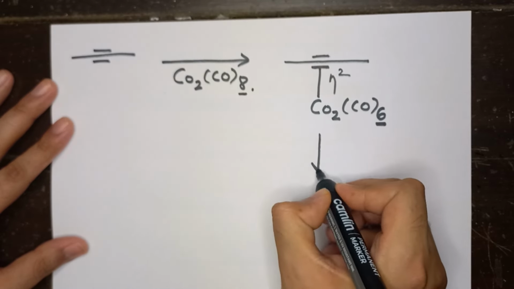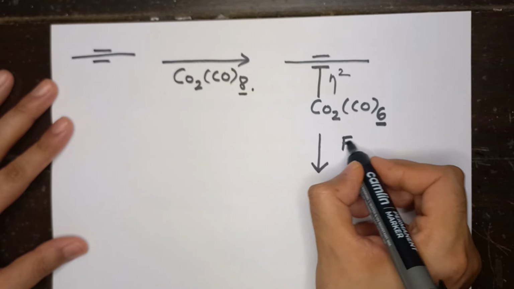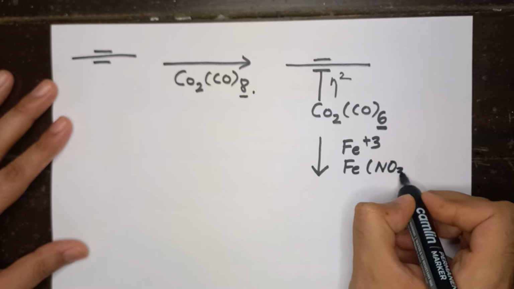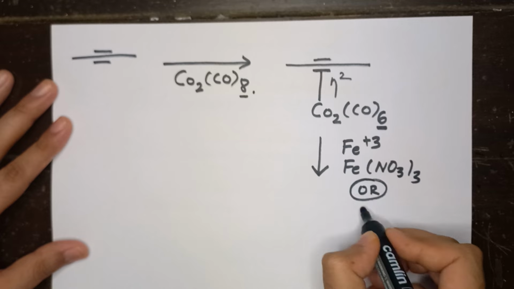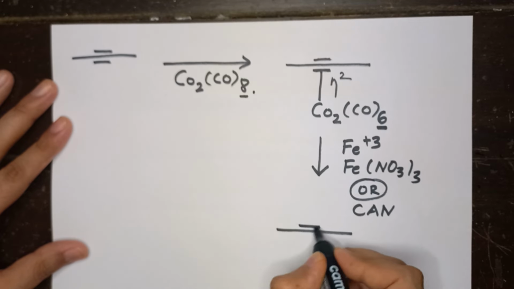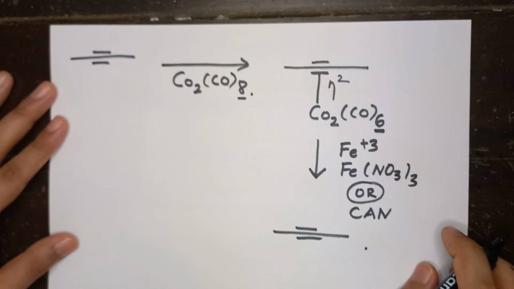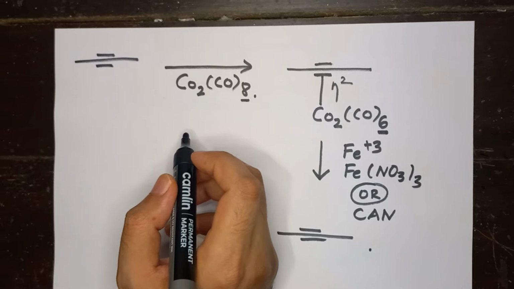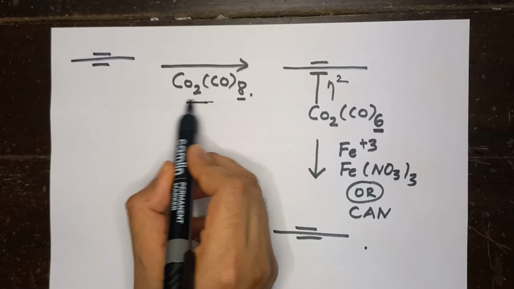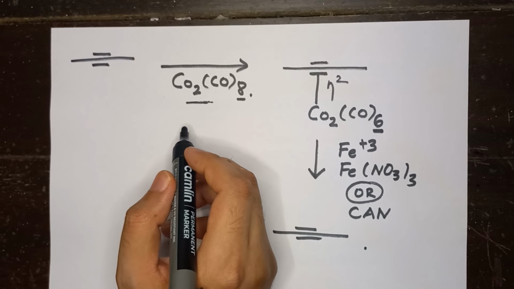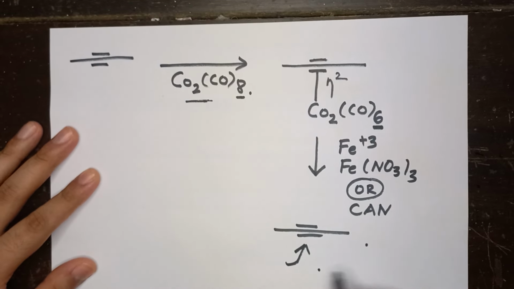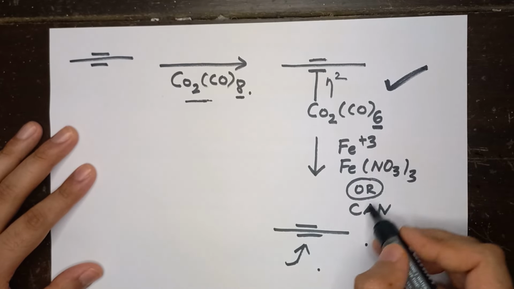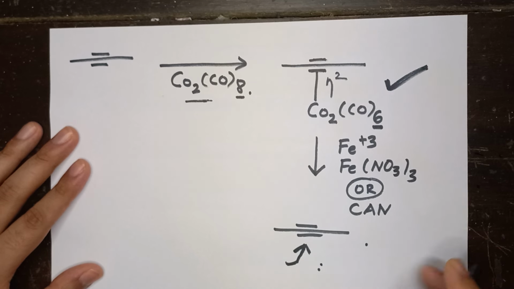And how to deprotect it? You can use Fe plus 3 salt like ferric nitrate, or you can use ceric ammonium nitrate also, and you will generate your alkyne back. So this is the protection for internal alkyne, where you need to use this particular inorganic complex, and this is how it generates the protected version. And to deprotect, use Fe plus 3 salt or ceric ammonium nitrate, and you will get back your product.